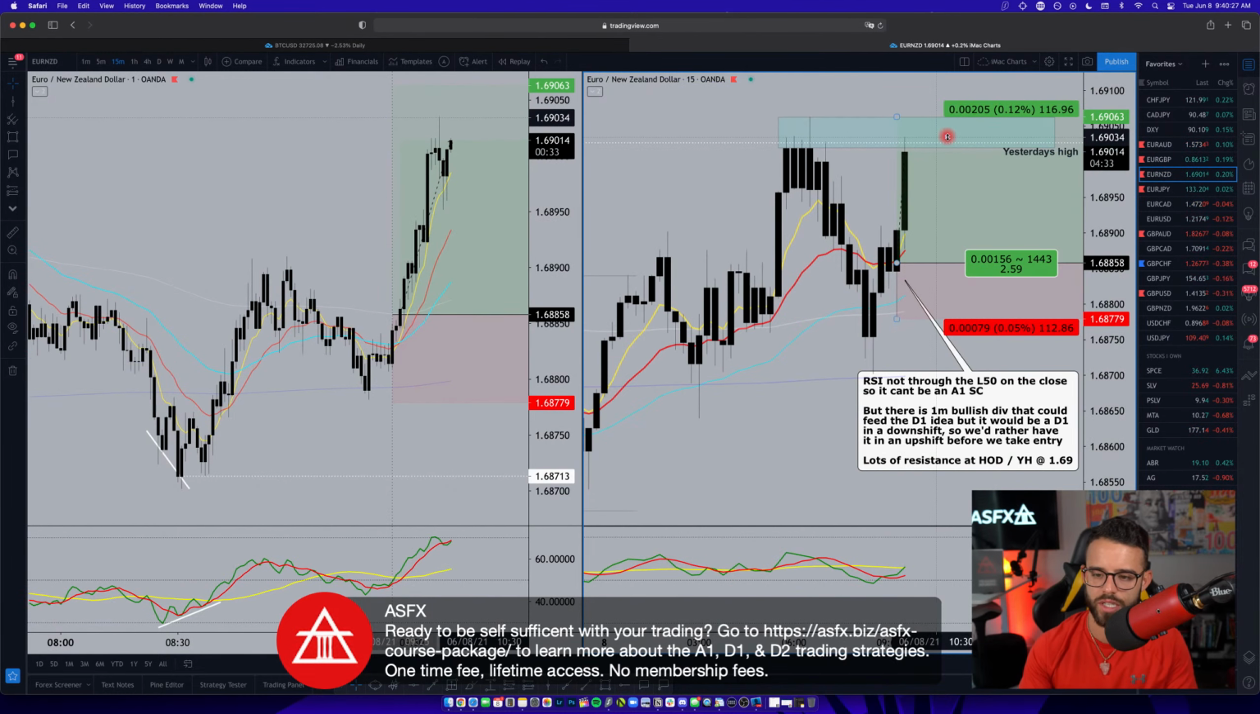EN right up to yesterday's high right now. See the same thing here. It hits the 50, comes back through the 50. That's where you look to take the entry and then the stop at the most recent higher low.